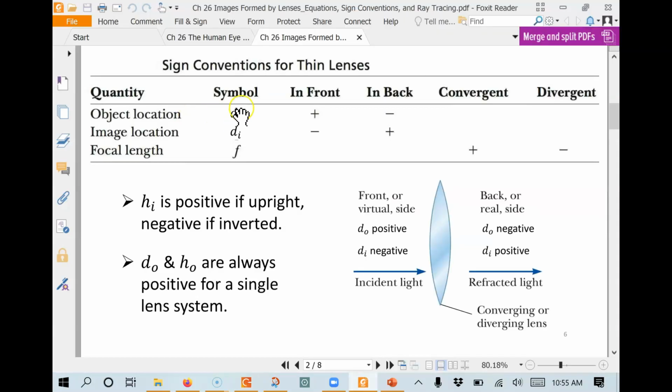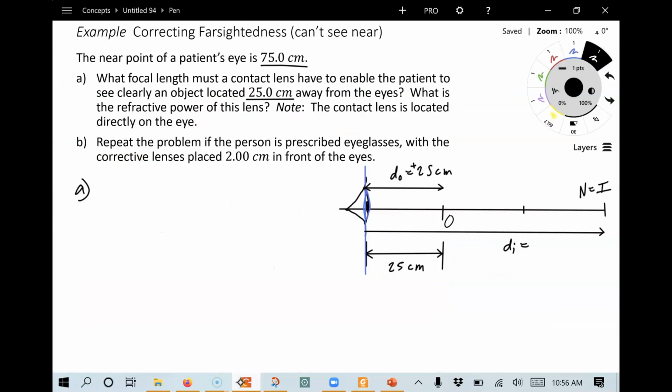So object, DO, front, positive, good. Image location, the image is negative if it's on the same side, the front, as the object. And it is in this case. Virtual image, same side as the object. That means we need to put a negative sign there. So it's going to be minus 75 centimeters from the lens out to the near point.